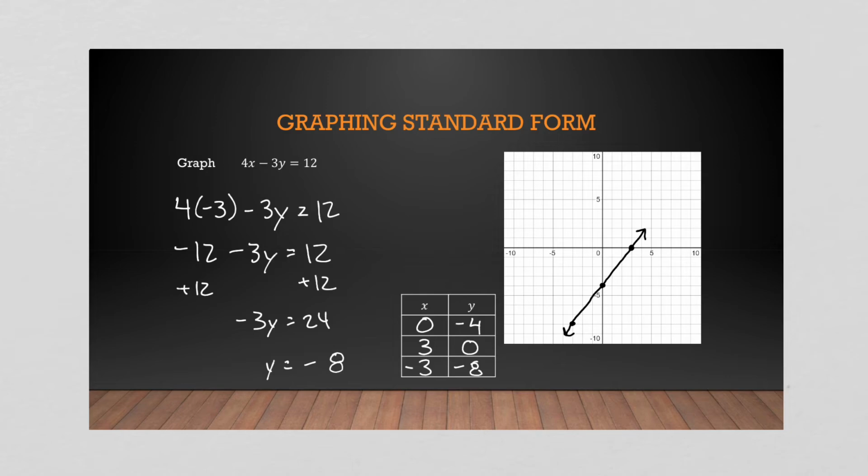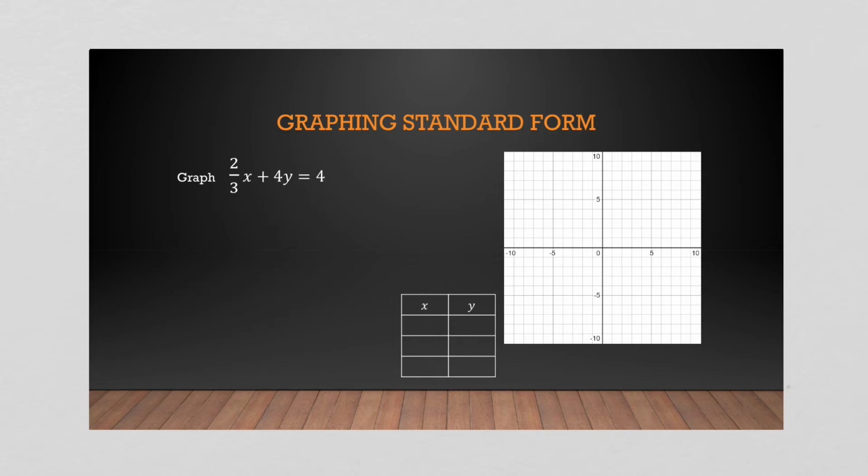So what happens if the equation isn't quite standard form? So remember I said that your a value needs to be non-fraction. None of them can be fractions. Well, we use our algebra rules. I'm going to multiply everything by 3. And that's going to give me the new equation, but same equation, 2x plus 12y equals 12. And that's what I'm going to use from now on.